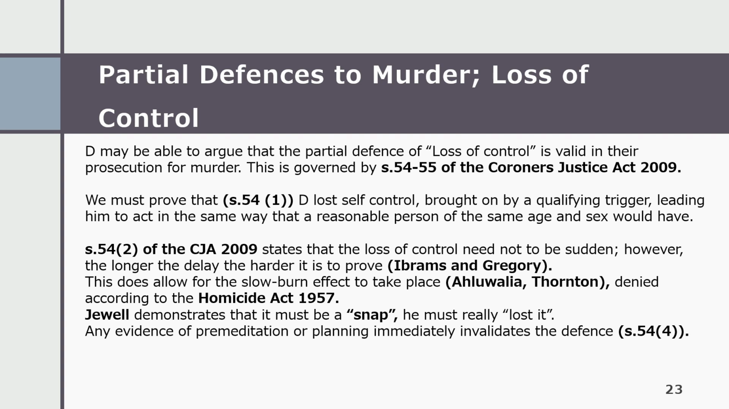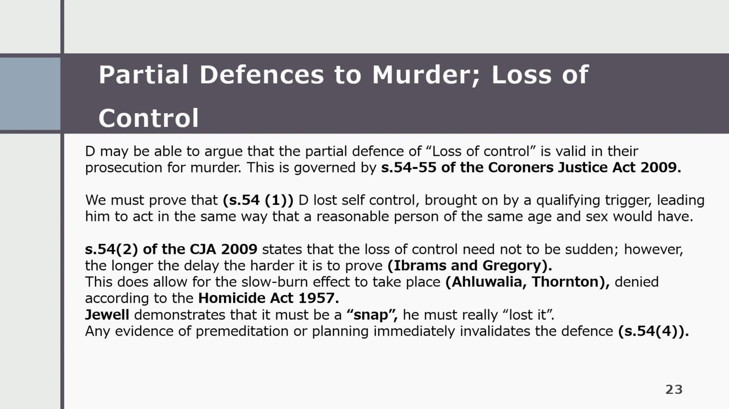So next are the partial defenses to murder, being loss of control. So D may be able to argue that the partial defense of loss of control is valid in their prosecution for murder. This is governed by section 54 to 55 of the Coroner's Justice Act 2009. We must prove, as stated in section 54 subsection 1, that D lost self-control brought on by a qualifying trigger, leading him to act in the same way that a reasonable person of the same age and sex would have.